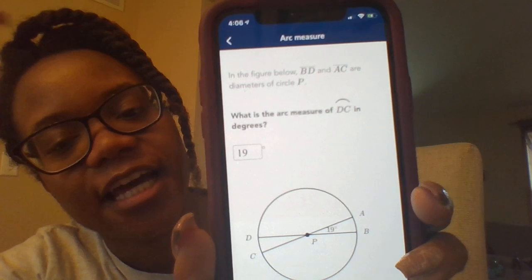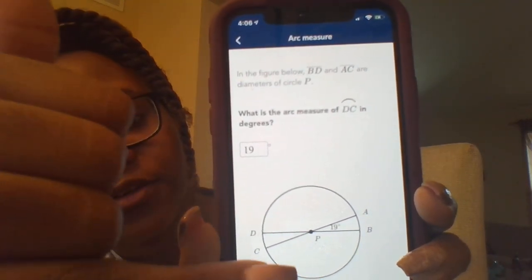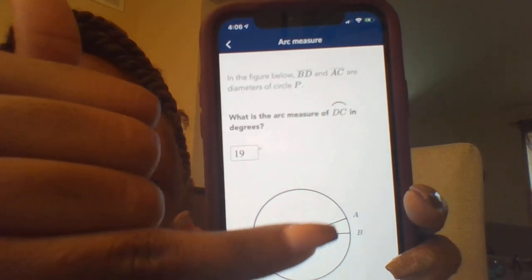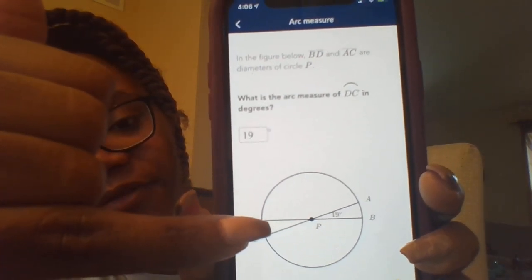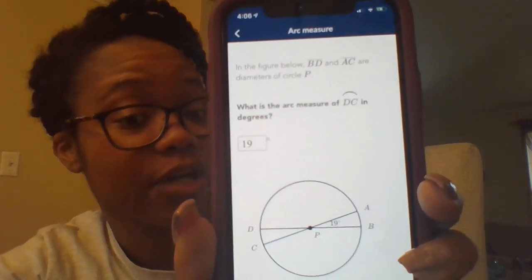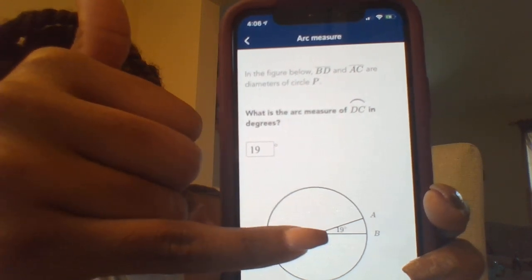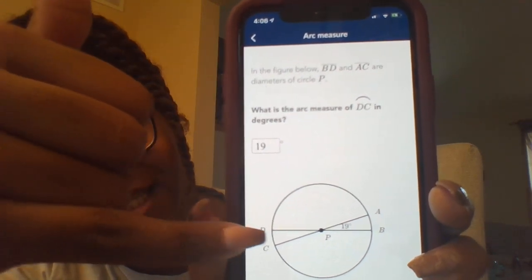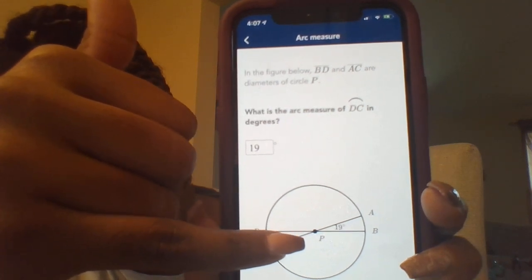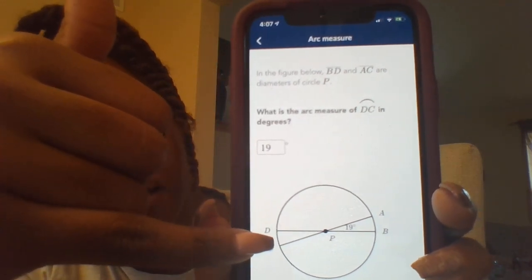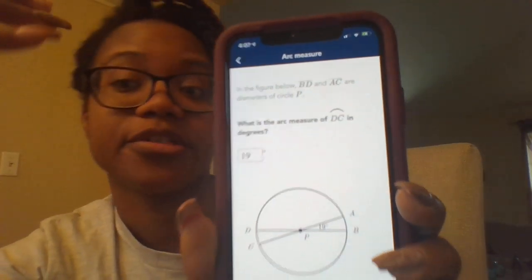The reason they tell us that is so that we can see this. These are full segments. So we're going to have vertical angles. Angle APB and angle DPC are going to be vertical angles. And we know that vertical angles are equal. So if angle APB is 90 degrees, angle DPC has to be 19 degrees as well. If this angle is 90 degrees, that means this arc must be 19 degrees. So the final answer for this one is 19 degrees.